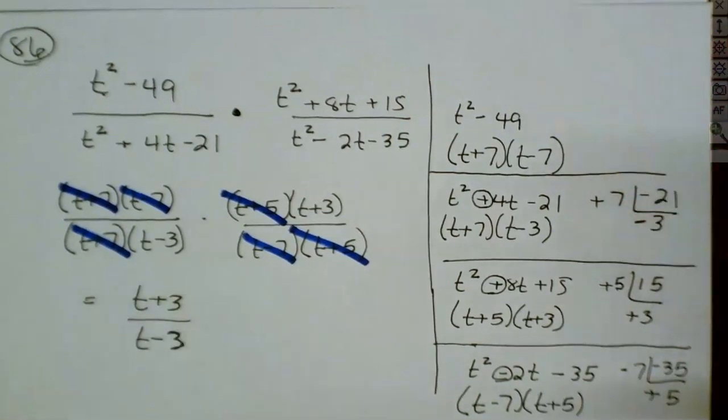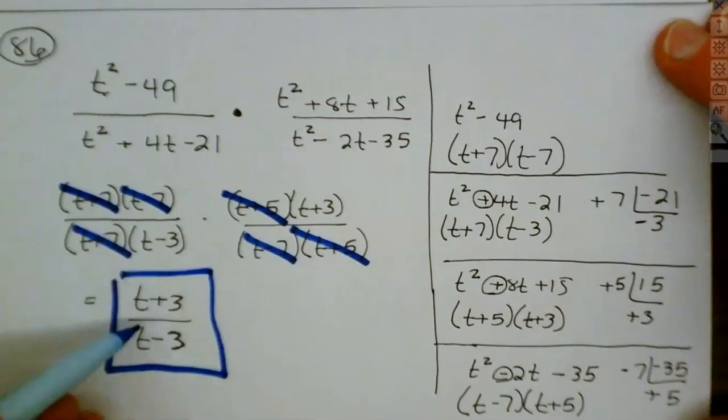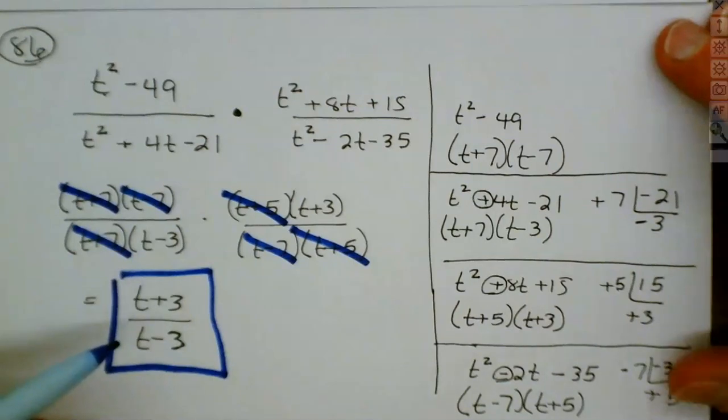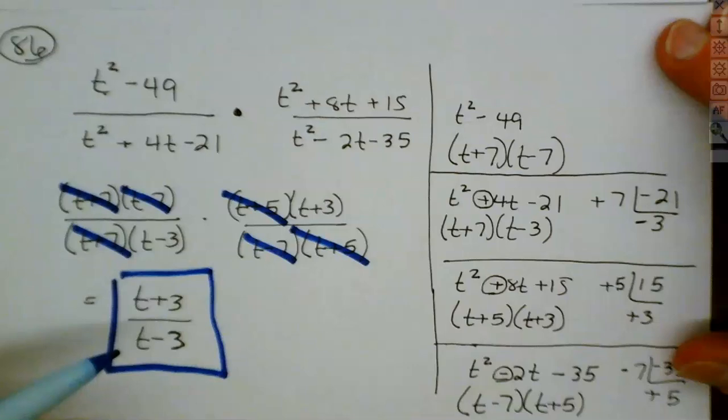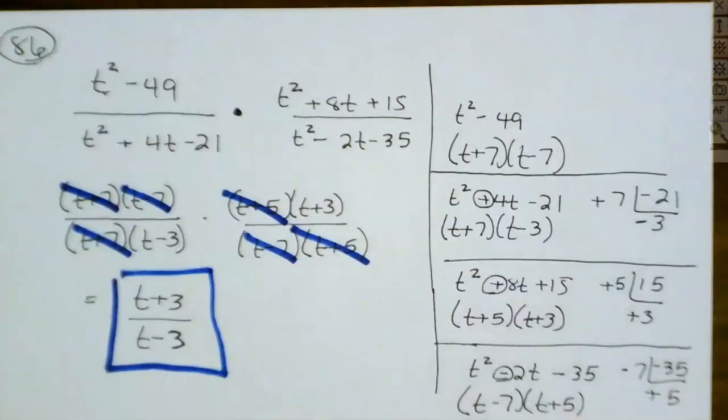That's it. If nothing factors, nothing reduces. I cannot cancel out the t's. Why not? Can you factor? No. If you cannot factor, you cannot reduce. That's the main thing you need to remember. You can't factor, you can't reduce.